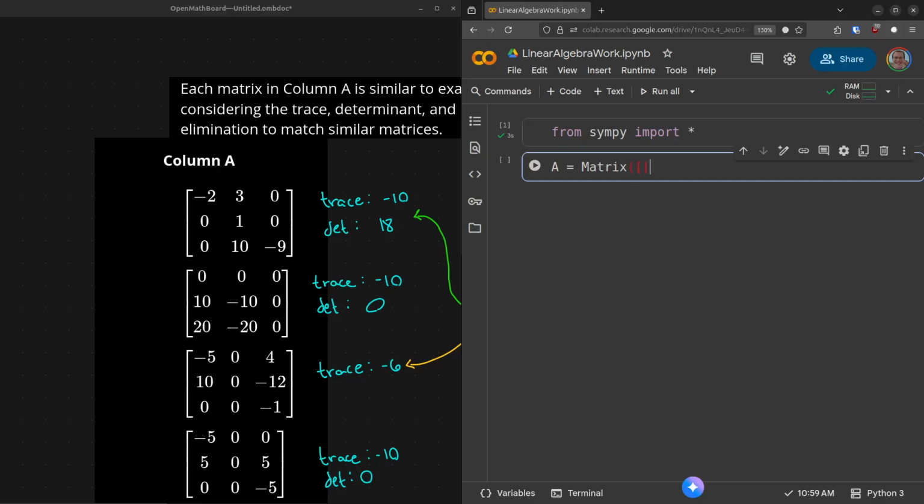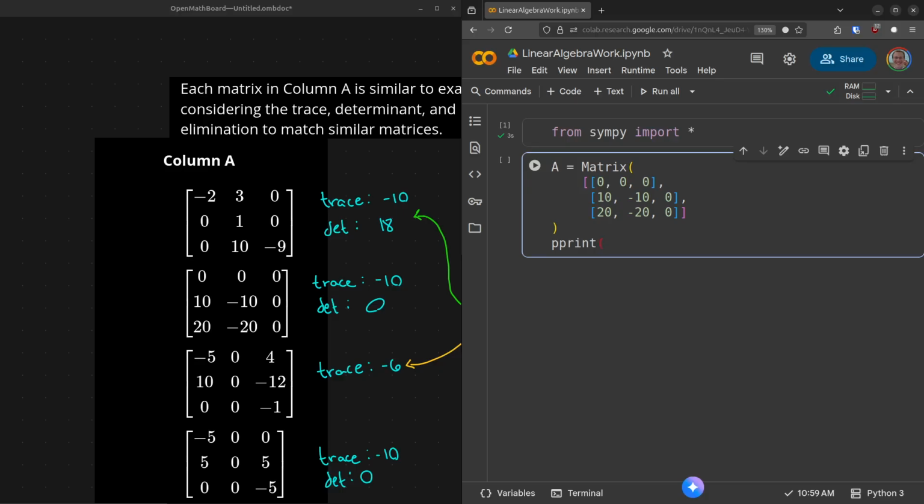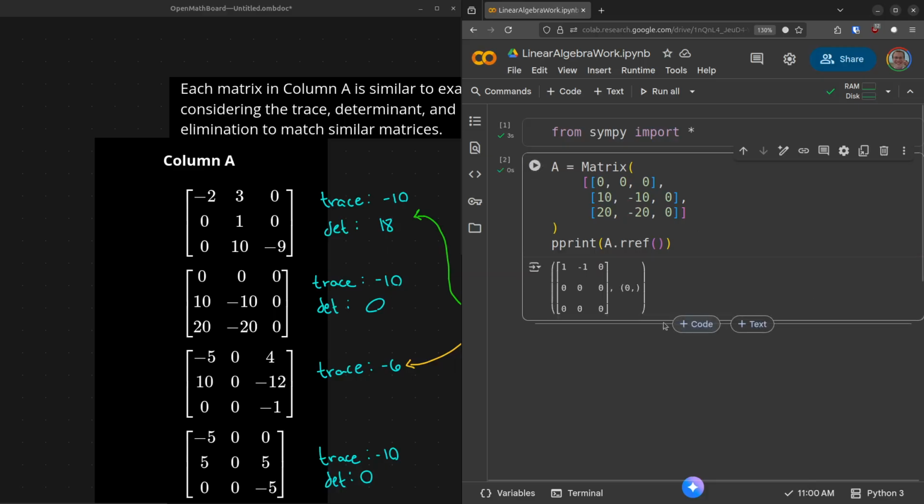So let's put in the calculator. First row is 0, second row 10, negative 10, 0, third row 20, negative 20, 0. So there's its reduced row echelon form. I can see that there is only one non-zero row here. So the rank for this matrix is going to be 1.